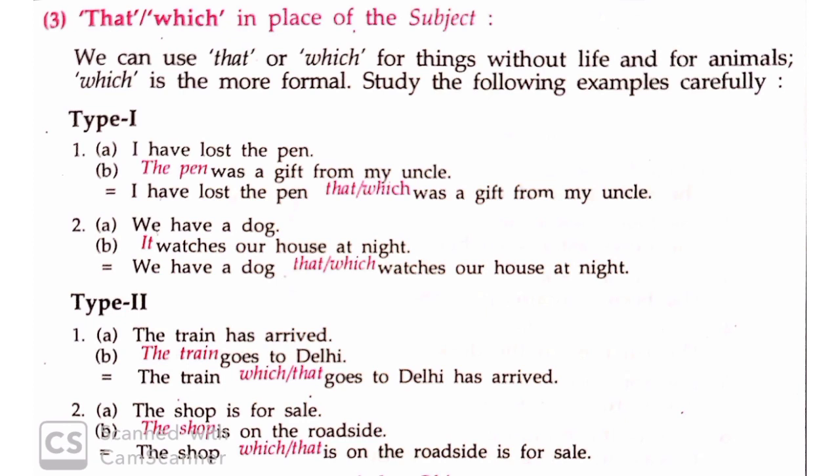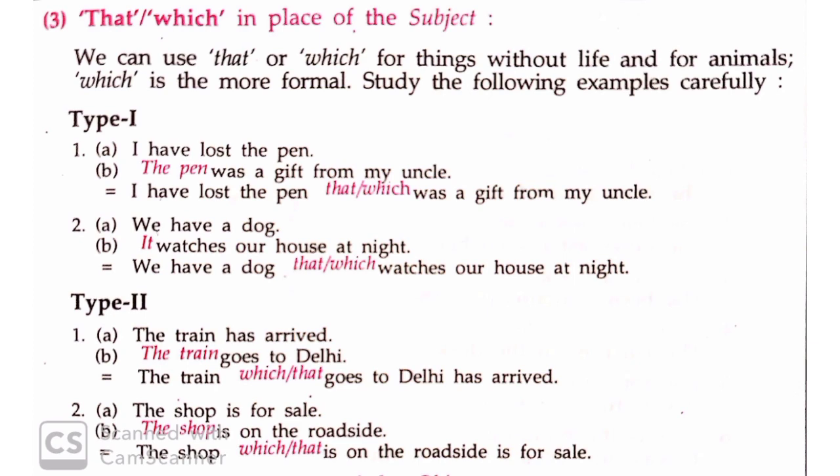Okay. Coming to the second example, the shop is for sale. The shop is on the roadside. The shop which is on the roadside is for sale. The shop that is on the roadside is for sale. Both mean the same, my dear students. So while you are using that or which, keep in mind that you have to use only one, either that or which. You can't use both.